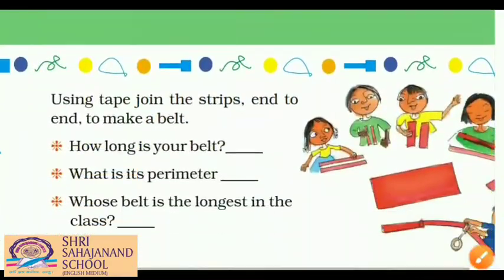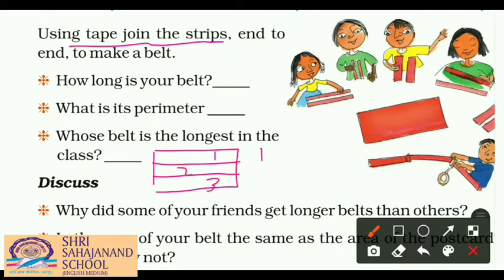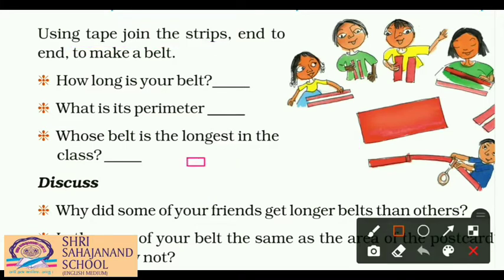Now next, using tape, join the strips end to end to make a belt. For example, the whole sheet we have divided into 3 equal parts. This is part 1, this is 2 and this is 3. So part 1 we have to join with part 2 at the ends. In this way we can form a belt. Now, as I have cut this whole sheet taking 3 centimeter width, it will have a different dimension. So let me write it.